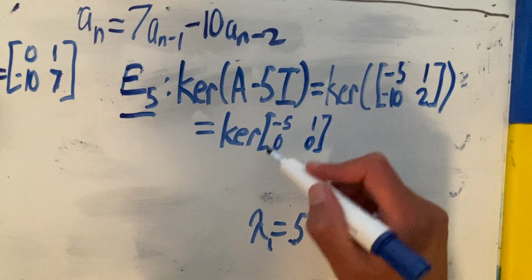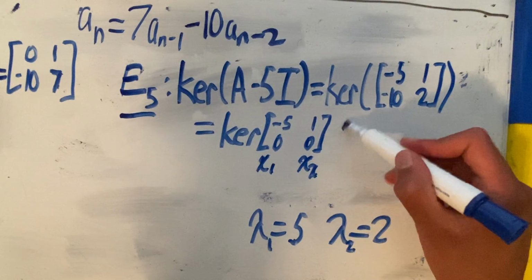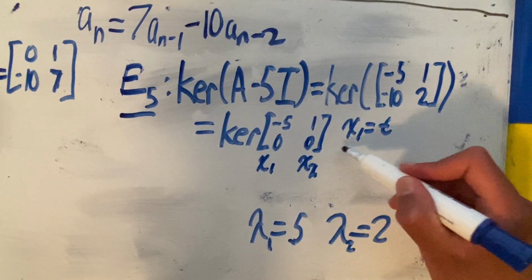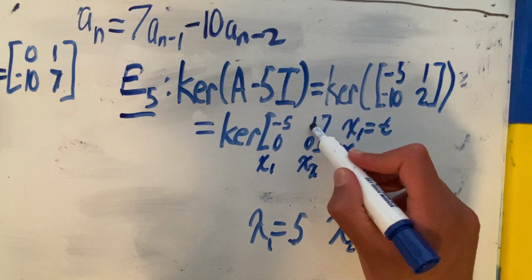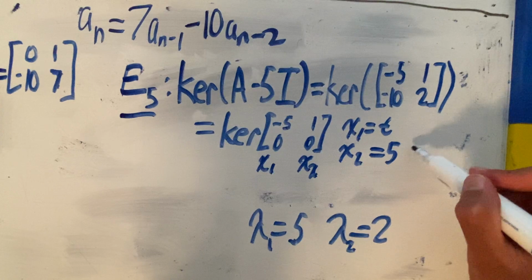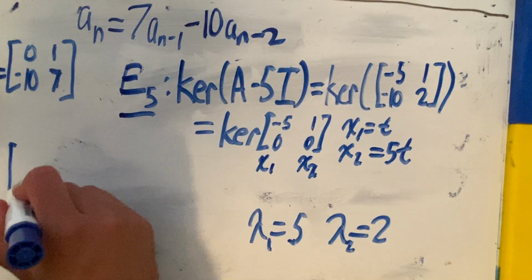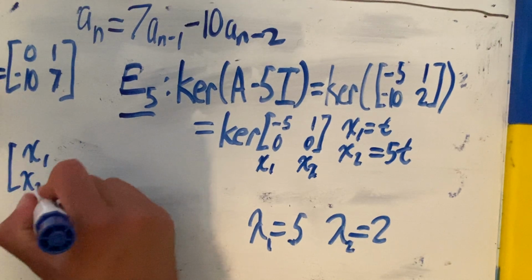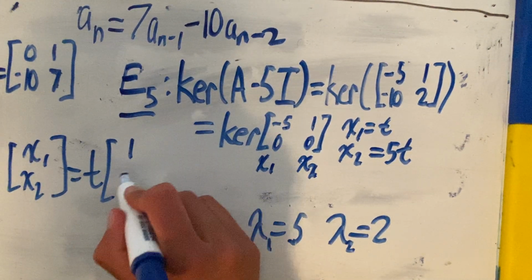And if you say this row is x1, this row is x2, we can use a parameter x1 equals t. Then x2, if we're setting this equal to 0, x2 minus 5x1 equals 0, so x2 equals 5x1, or 5t. And so in general, the vector x1, x2 is going to be t times 1, 5.